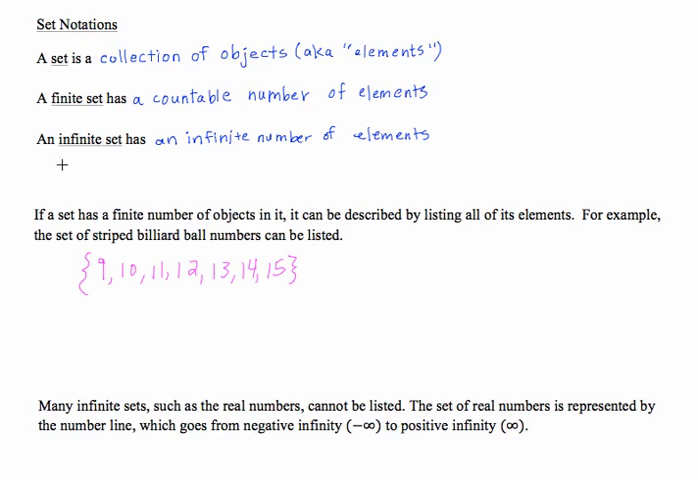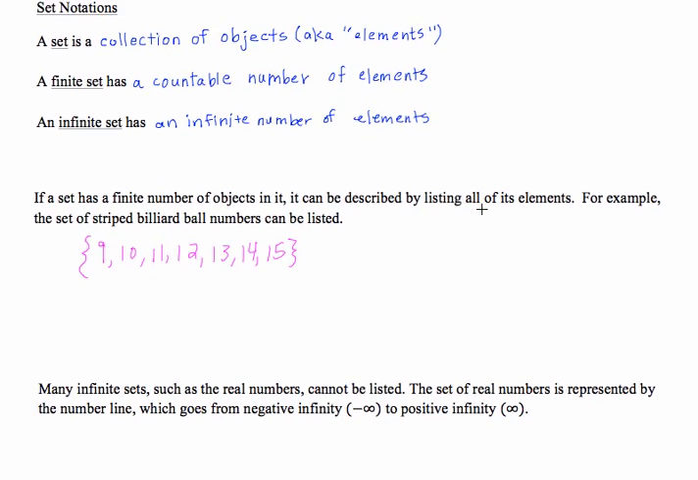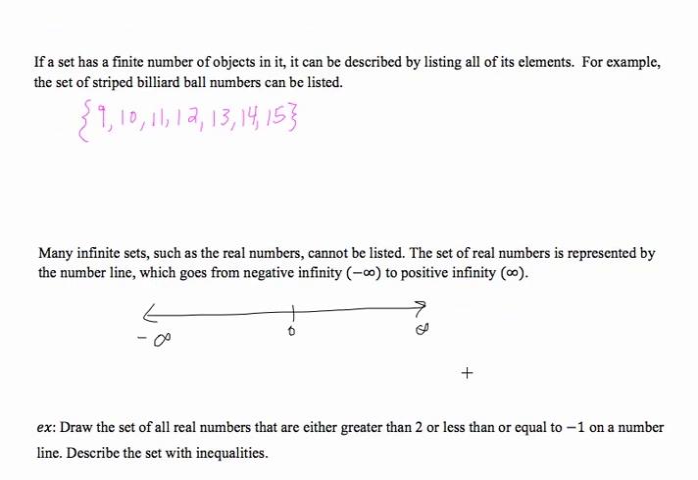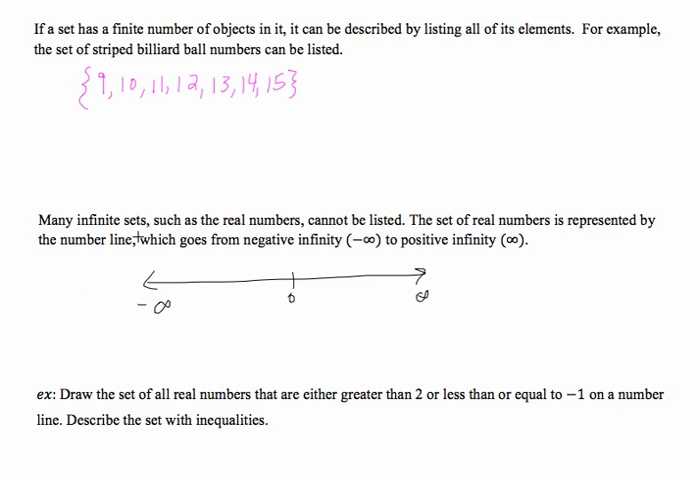Okay, as opposed to an infinite set, which has an infinite number of elements in it. So for example, the set that we were just discussing, the set of real numbers, can't be listed because there's infinitely many real numbers. So instead what you could do is you could draw the set of real numbers on the number line, just as I did before, from negative infinity to infinity. Okay, so if you have an infinite set, you cannot just list out all the elements because it's impossible, because there's an infinite number of things in it.